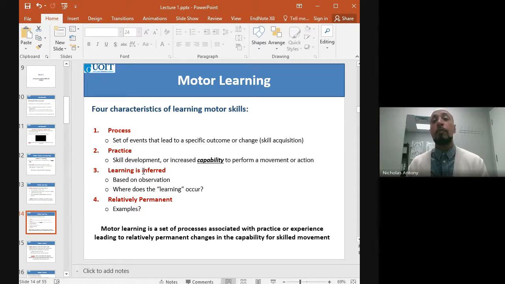And so that's the problem with learning: it's inferred, it's observational. The other thing too is, what about the old saying that you never forget how to ride a bike? One interesting thing is that when we learn motor skills, through the process of trial and error and developing this motor program on the inside of how to do something, we never really forget how to do a motor skill once we've learned it.